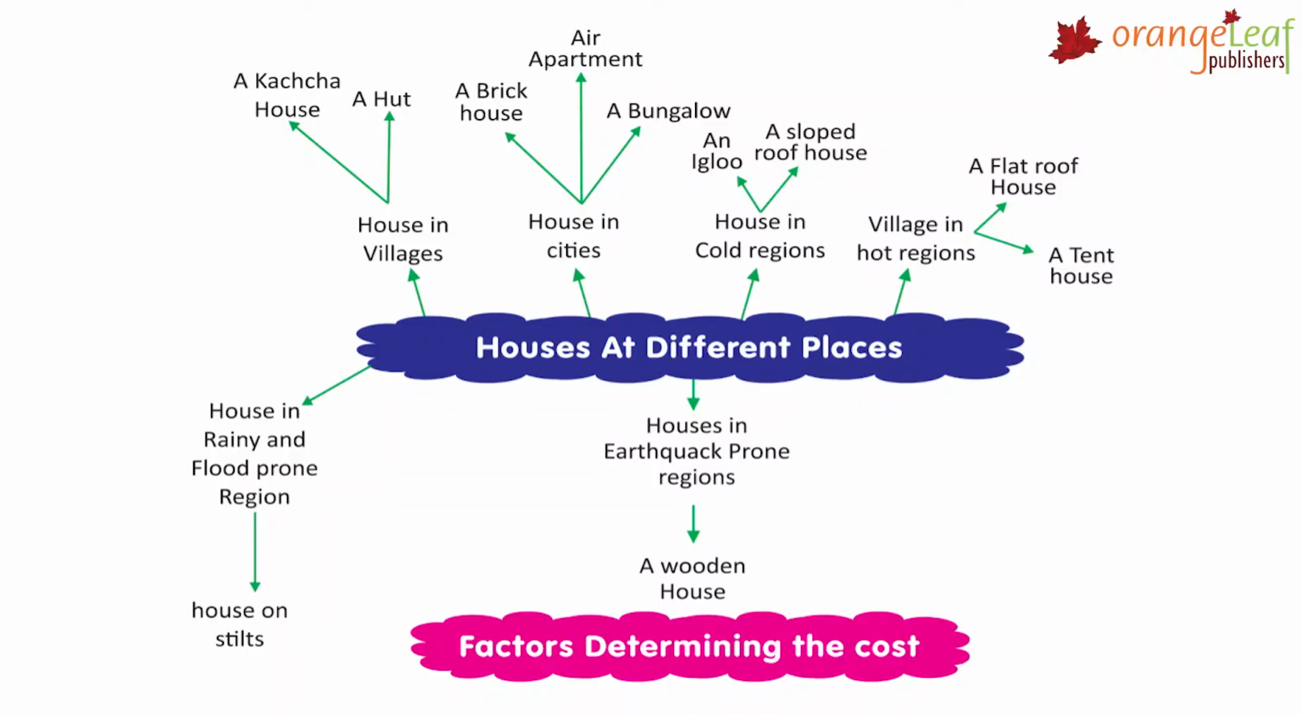Here's a mind map for you. Houses at different places. Houses in earthquake-prone regions are made of wood. Houses in villages: kacha houses and huts. Houses in cities include brick houses, apartments, and bungalows. Houses in cold regions include an igloo and a sloped roof house. Houses in hot regions are built as a flat roof house or a tent house.